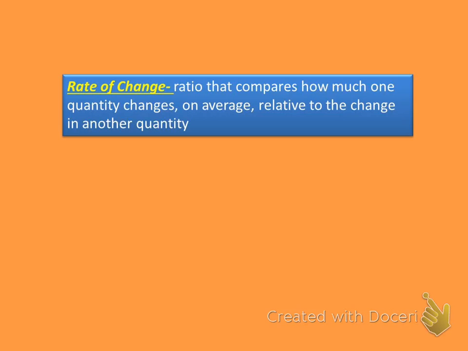Rate of change is a ratio that compares how much one quantity changes on average relative to the change in another quantity. That is a ratio that compares how much one quantity on average changes relative to another quantity. All right, now, typically speaking, these go with your word problems.